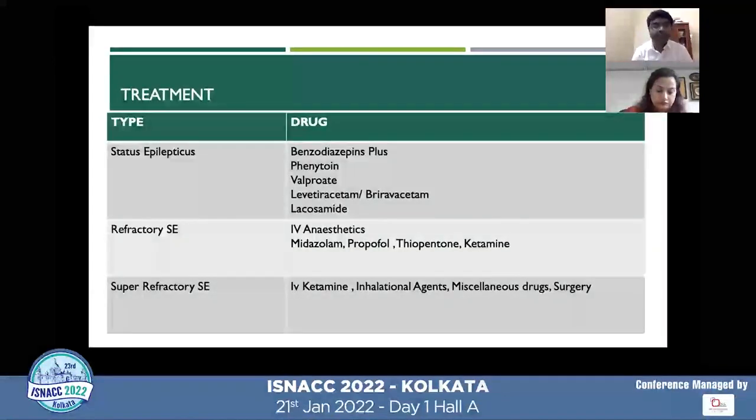So what are the treatment options? With status epilepticus, all the treatment protocols start with benzodiazepines as the first drug of choice, plus second-line anti-seizure medications like phenytoin, valproate, levetiracetam, brivaracetam, and lacosamide. For refractory status epilepticus, we have IV anesthetics: midazolam, propofol, thiopentone, ketamine. For super refractory status epilepticus, there are only a few options like inhalation agents, some miscellaneous drugs, and surgery, which we'll be discussing in a few slides.